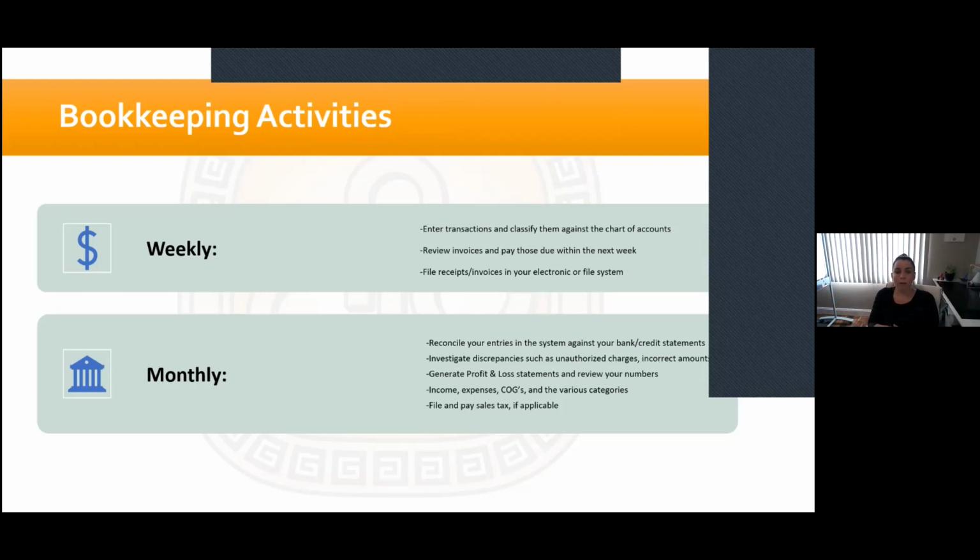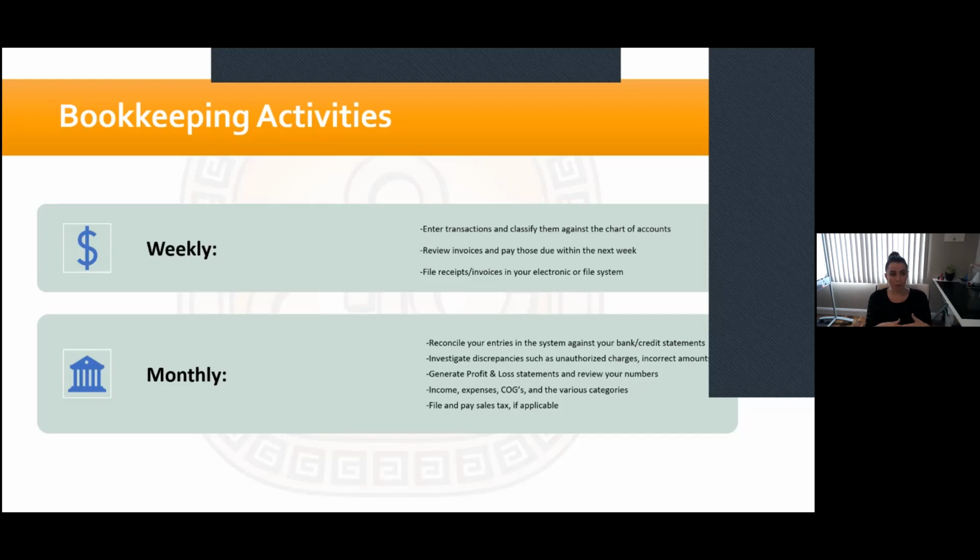Make sure that you're reviewing your invoices and paying those that are due within the next week. It's really important to stay up with paying your invoices, because you're building solid relationships with your vendors, who in the future, if you're looking to get financing or additional relationships or get terms where you have 30 days to pay your bills, might be a reference for you, or might need to provide some history, and it could impact whether or not you're able to get those terms in the future. And then on a weekly basis, file your receipts and invoices in your electronic or file system.